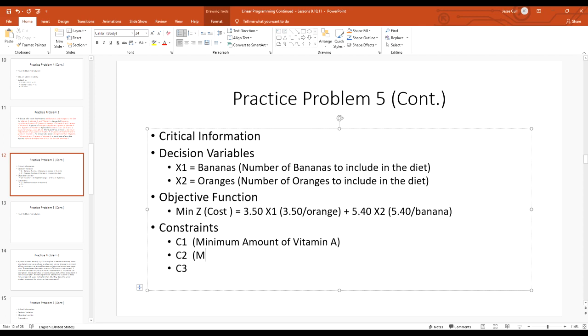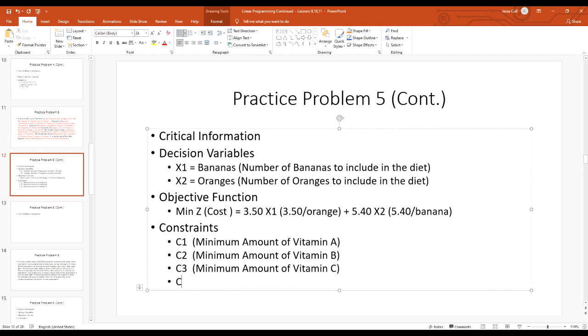We also know there's a minimum amount of vitamin B. We haven't done it like this before, but this is a viable way to do constraints as well. So we're just doing it as an alternative in case you do get stuck. So minimum amount of vitamin C.